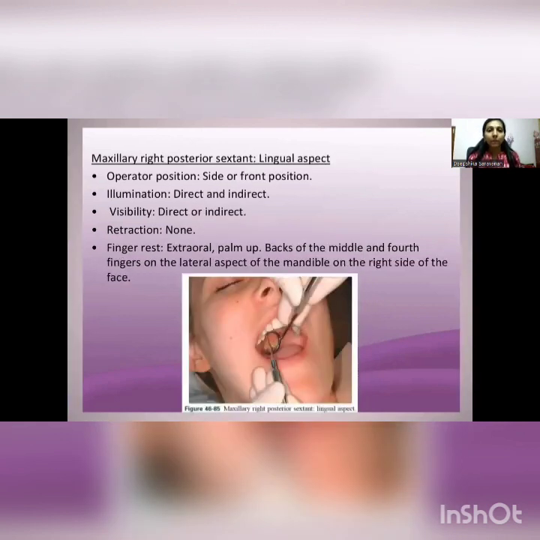On the lingual aspect, mainly you can be front side. It's indirect or direct illumination. Visibility is again indirect. You don't require retraction. However, this again it will be extraoral, palm up.